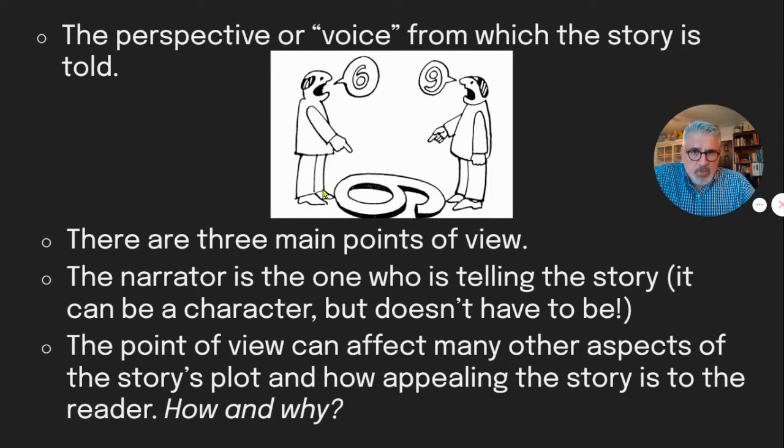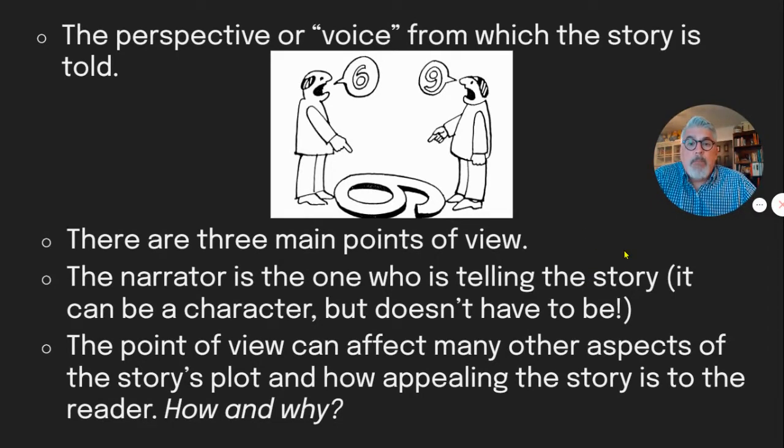One gentleman is looking at a 6 and he's telling that he's looking at a 6. The other gentleman is telling, I see a 9. And he's also right. So from the direction that they're looking at this same object, they have different perspectives, or different voices or sides of the story.